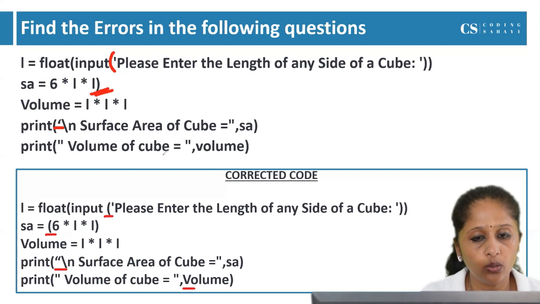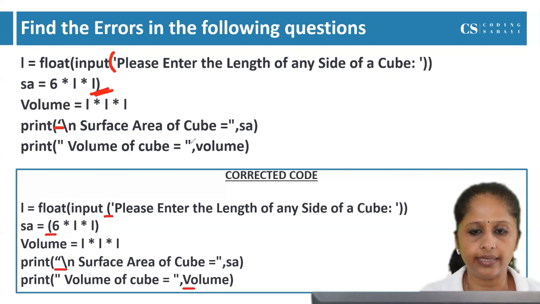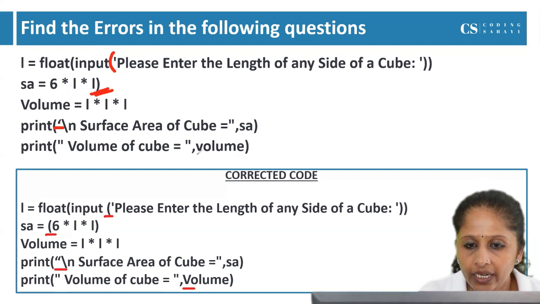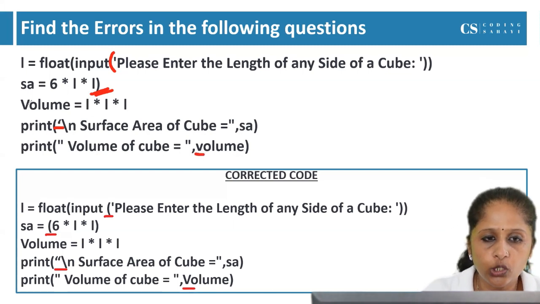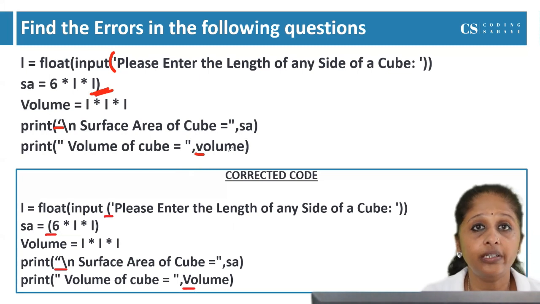Volume of cube equal to, we have given. It is a string, no problem. Whatever is inside the double quotes, it will print as it is. Then comma, then it is printing volume. Is there any error? Yes, here V is a small letter. Here actually the variable volume is written with a capital V. So it will give the error. Volume is a variable, it is not defined.